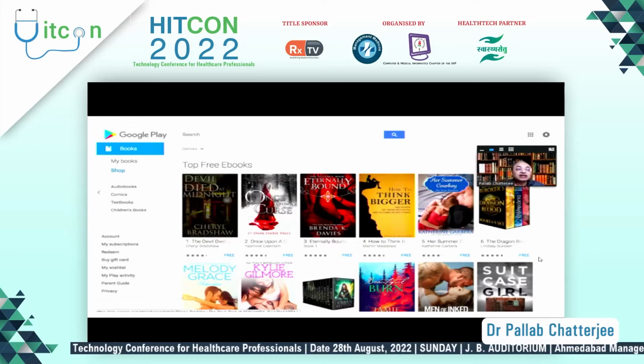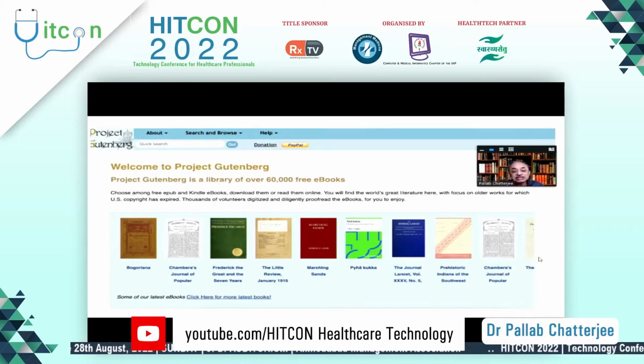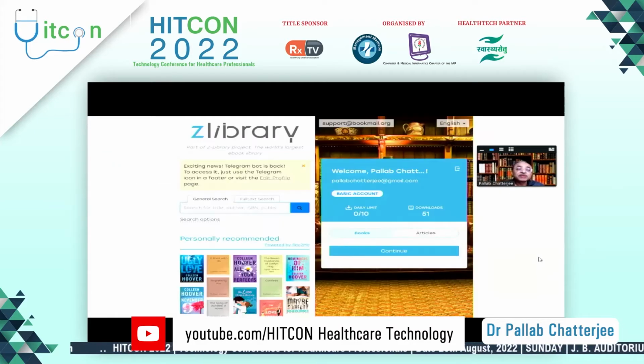Now let us come to where you will get these ebooks. You can get free ebooks. A large number of them are always there in Google, and Gutenberg is also there. Gutenberg is the first, and Gutenberg has a large number of ebooks available. But Gutenberg is mainly dealing with the classics. Various classic books are available on Gutenberg, but my personal favorite is Z Library.